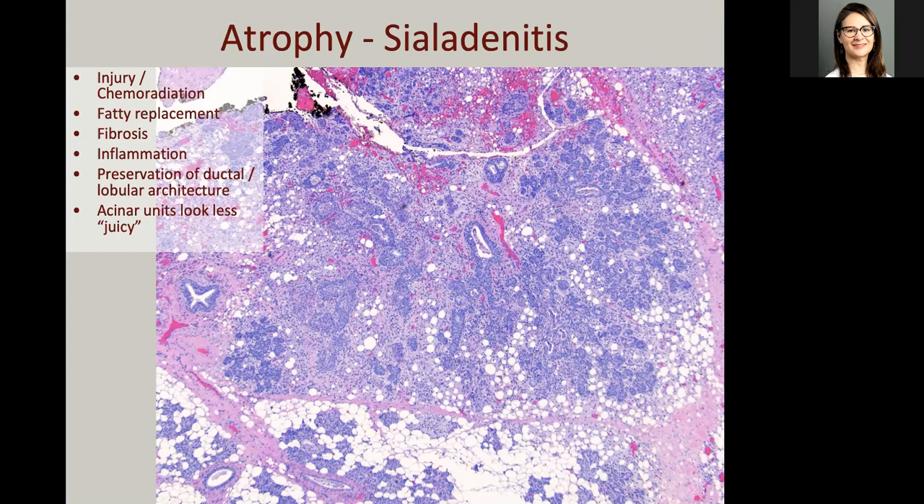However, you can get chronic inflammation or atrophy or injury not in the setting of an autoimmune disease, right? You can get chronic sialadenitis in the setting of repeat injury. You can certainly get atrophic changes in the setting of chemoradiation, which we see a lot in our head and neck cancer patients.